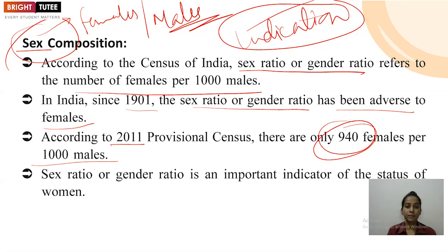Means either it should be equal or at least equal, if not more than that. So that was only 940 females over 1000 males. Somewhere it shows the discrimination going on against the female child. We all are aware of the different factors leading to this, the conservative beliefs of the people somewhere creating problems for the female child. And that's why we are not able to cope with this problem that is prevailing in our society.